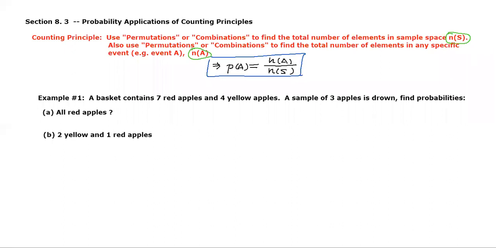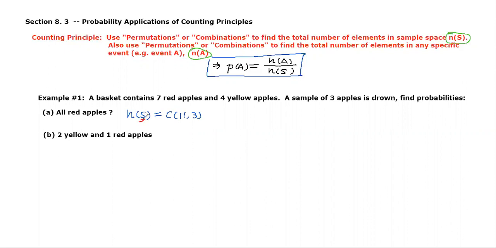We have 4 yellow and 7 red, so what is the total? If I want to take 3 apples, in total we have 11 apples. Which one is taken first or later doesn't matter. So for the total size of the sample space, if I just take 3 from this basket, how many ways do I have? I have 11 apples and I want to take 3. That is my total sample space.